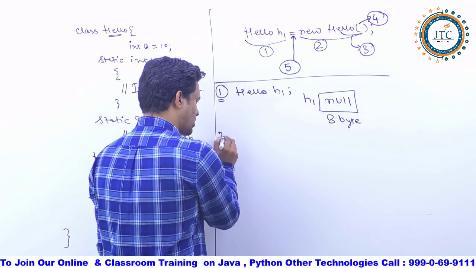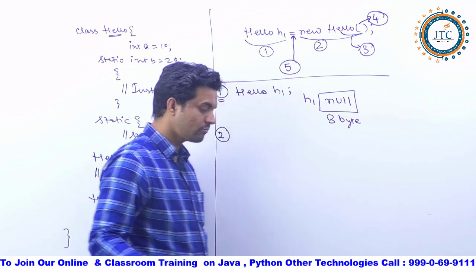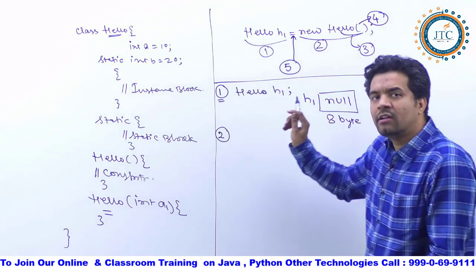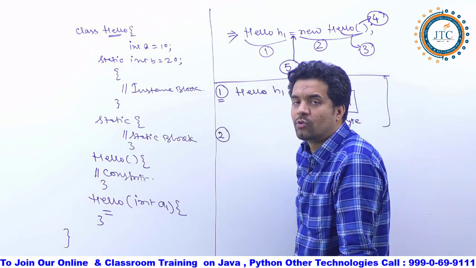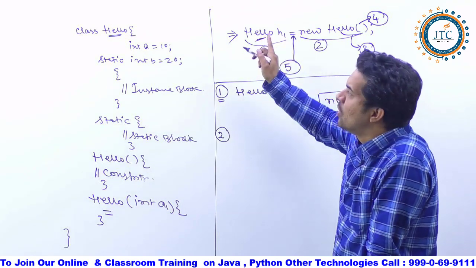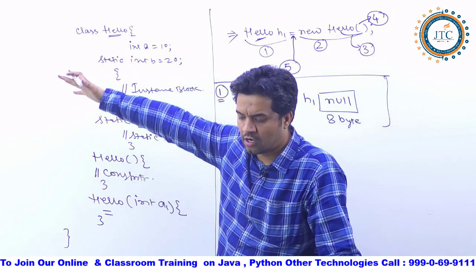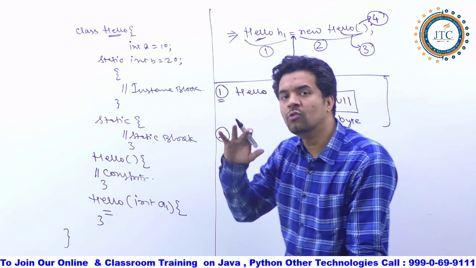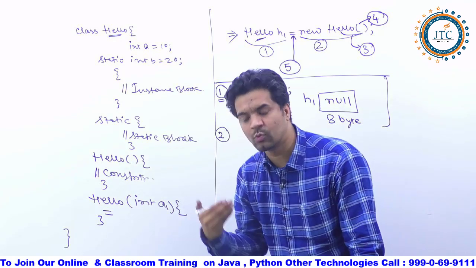Now I am talking about the second one, the second concept. And one more thing before starting: whenever the JVM looks at this line, Hello h1 is equal to new Hello, first it checks whether the class Hello has been loaded or not. Whether this class Hello has been loaded internally or not. If it has been loaded, it's well and good. If not loaded, it will try to load that class once again.